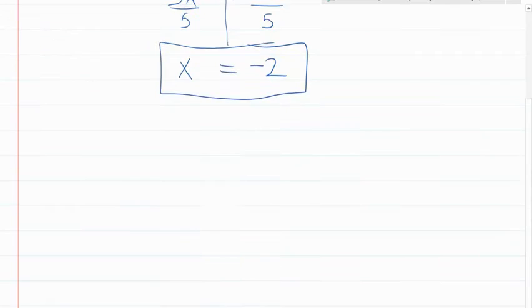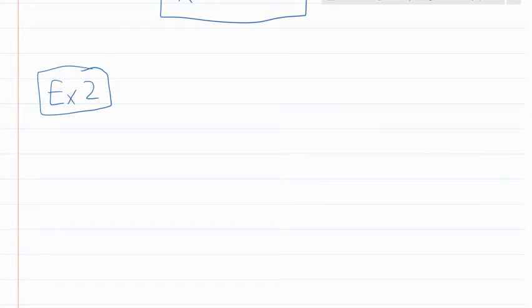Our second example is going to be one that is a little bit more challenging. It leads to a lot of common mistakes, and so I wanted to show it to you really quickly before you go on and do your own practice. Negative 6 minus y is equal to 12.